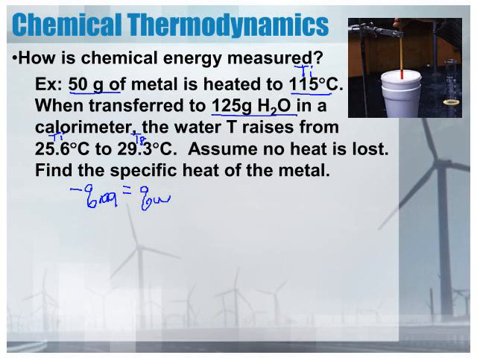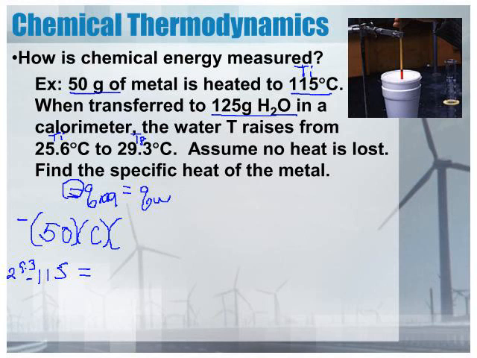So for the metal, we know that the mass is 50 grams. We don't know the specific heat. That's what we're looking for. And our change in temperature is, it started at 115, but it ended up at 29.3. So it was 29.3 minus 115, which gave me, I didn't calculate it. We'll work on it. So notice that we have this negative sign in front of the Q. That's because we want this to end up becoming a positive number. It's a negative 85.7.